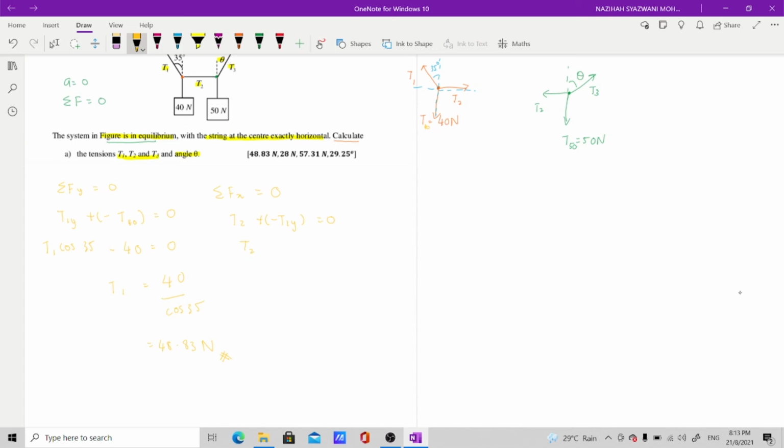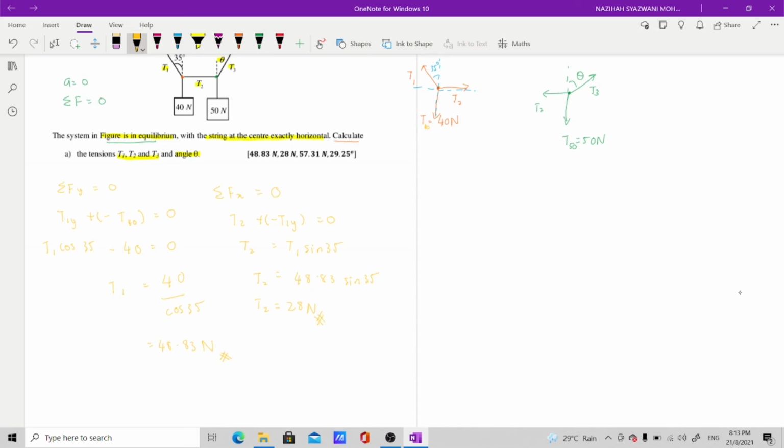So T2 equals T1x, which is T1 sine 35. We have our value of T1, which is 48.83. Just substitute 48.83 sine 35. So your answer should be 28 Newton. So my T2 would be 28 Newton.